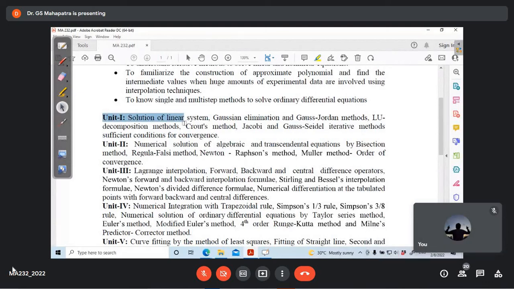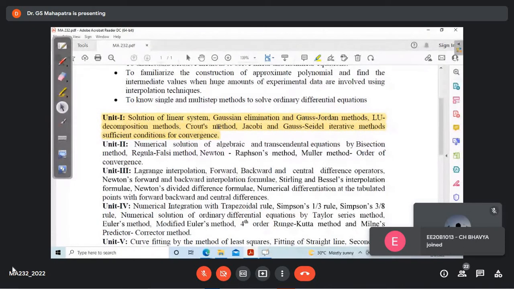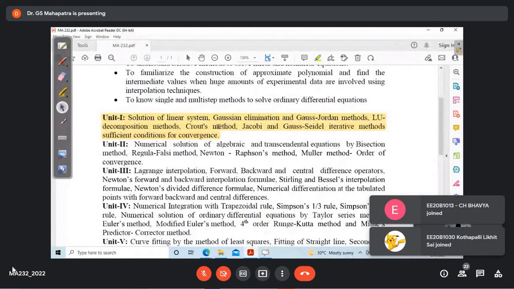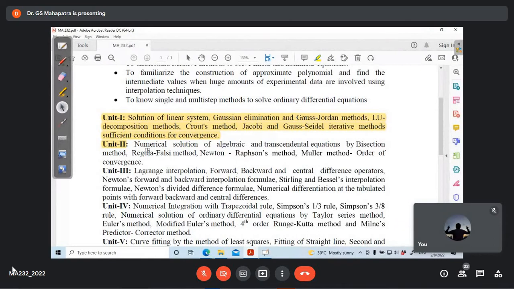Just see, this is unit 1. We have completed all the topics of unit 1. Now today we will discuss unit 2. We'll discuss some topics like what are the solution and at least one method. Any doubt? Okay, fine.